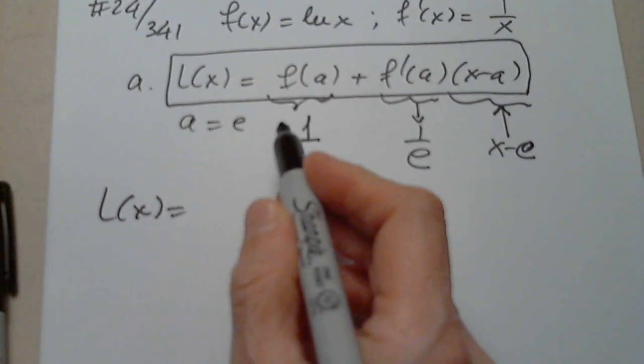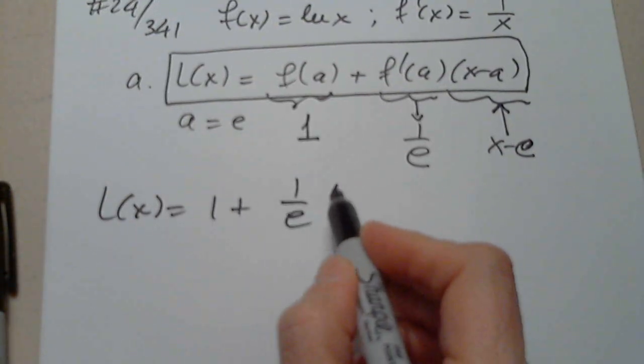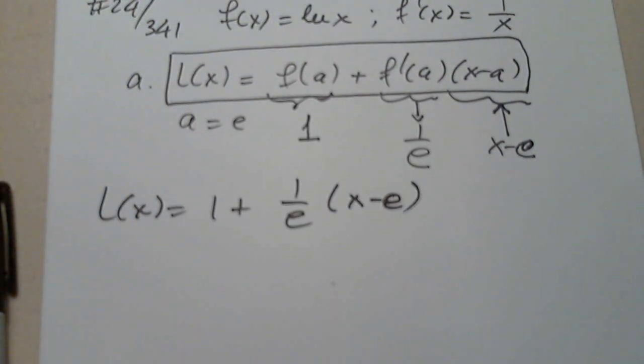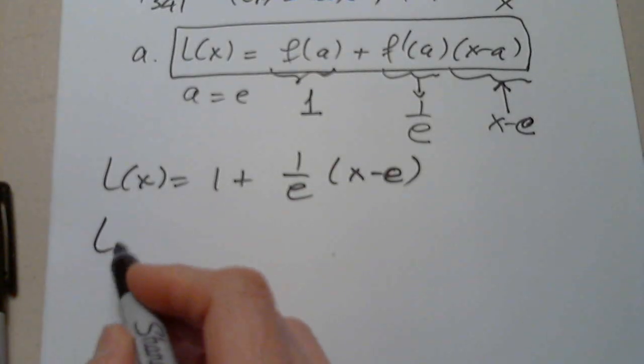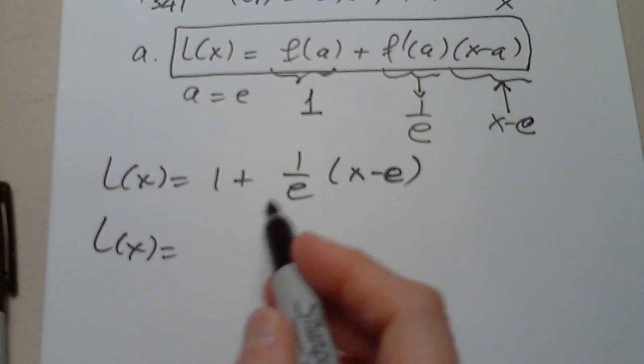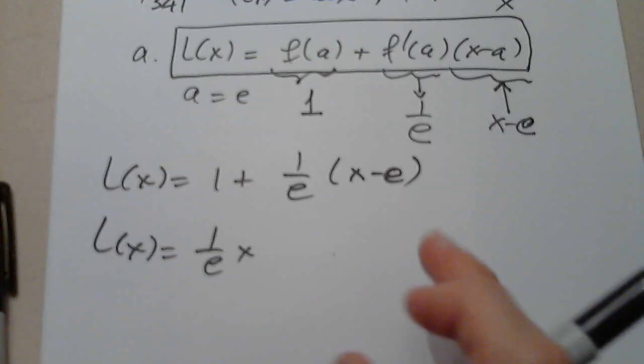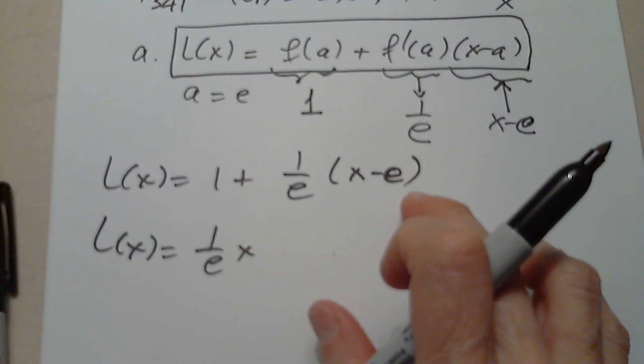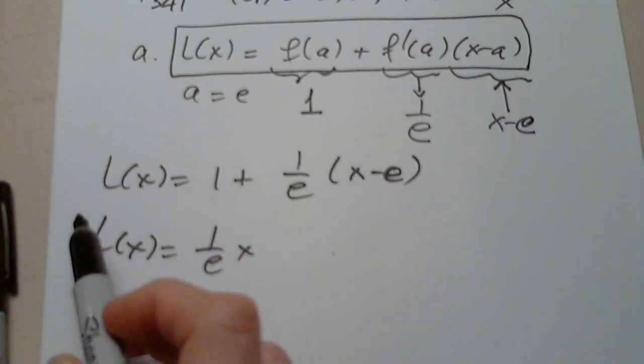So L of x equals 1 plus 1 over e times x minus e. I distribute. So I have 1 over e times x. 1 over e times negative e is negative 1, plus 1 is 0. This is it.